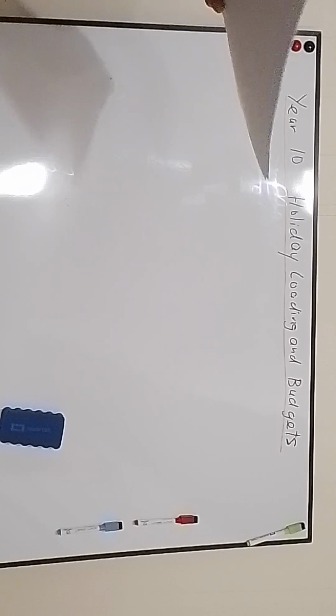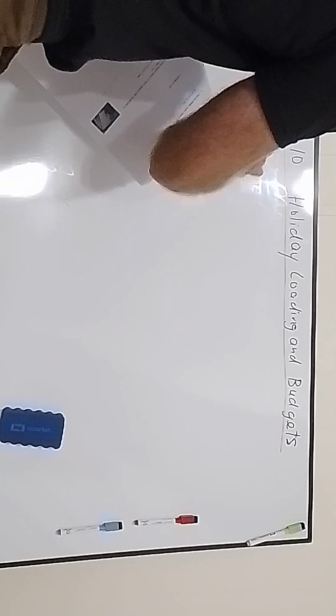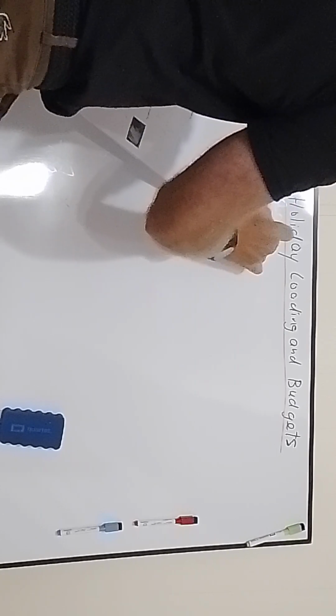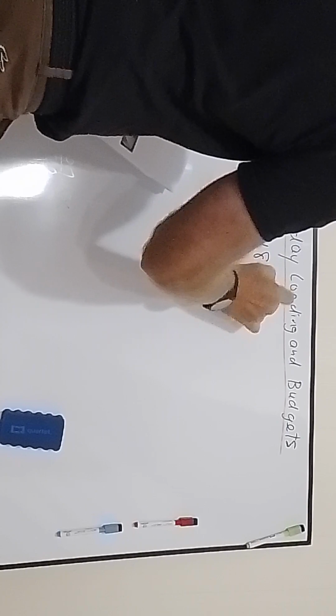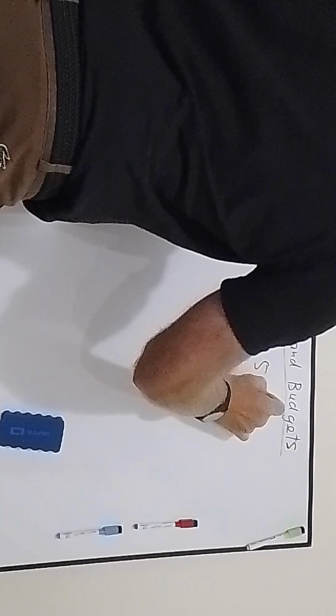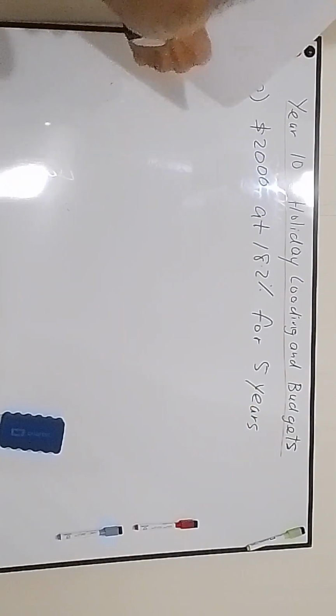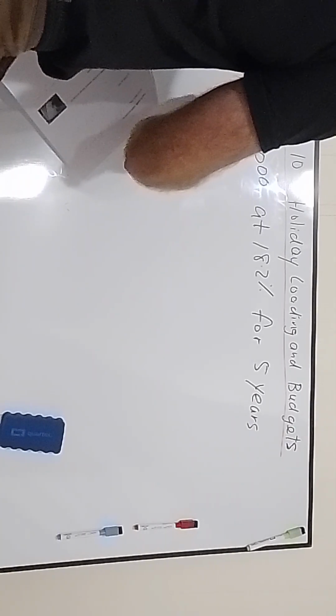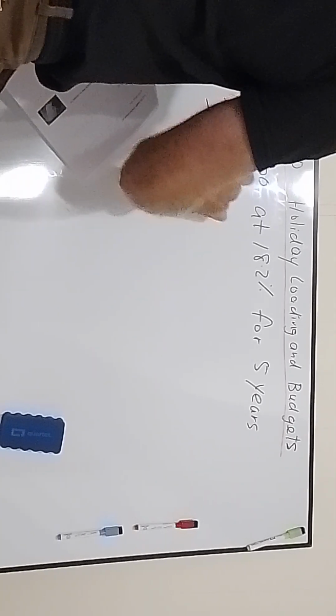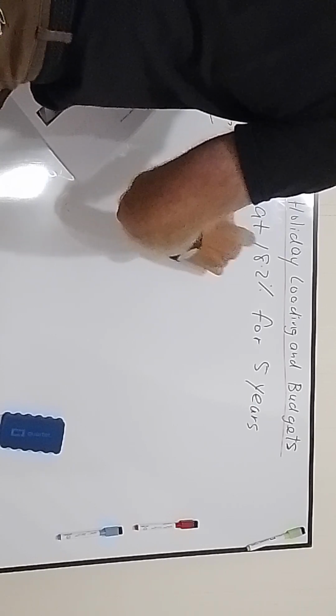Question 4. Find the simple interest on these amounts that are invested for more than a year. So the first one, we've got A, $20,000 at 18.2% for 5 years. Now, to complete a question like this, we need to use a formula. I, which is interest, equals PRN.